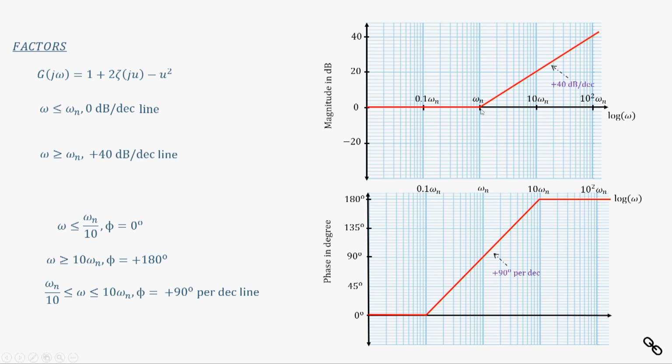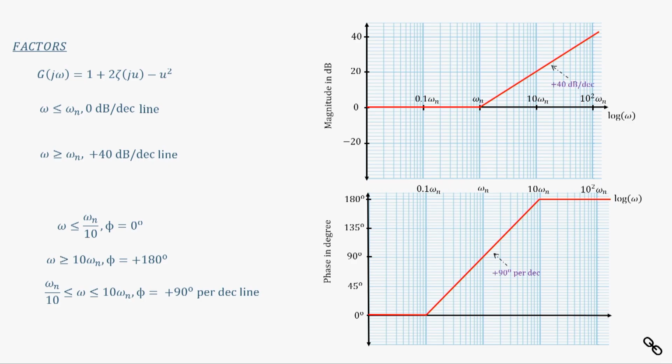So, this is your complete plot. Now, this is the case for the zeros, if you have complex zeros. For complex poles you had already seen: these were minus 40 dB per decade lines for the magnitude, and then minus 90 degree per decade for the phase. In case of zeros, it will just be the opposite, the signs will change.